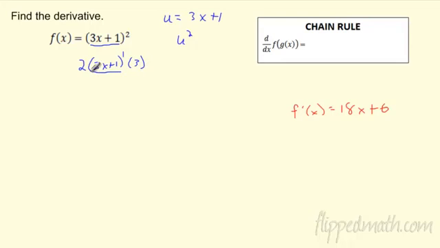So what do I get here? Well, I get 2 times 3 is 6. (3x+1) to the first power is just that. If I distribute that 6, what am I going to get here? I get 18x plus 6. Does that look familiar? Yes, there it is. It's over there. So I could have multiplied it out and done it, or I could have done the chain rule. So this is pretty awesome, especially for people who don't like to multiply a lot out.